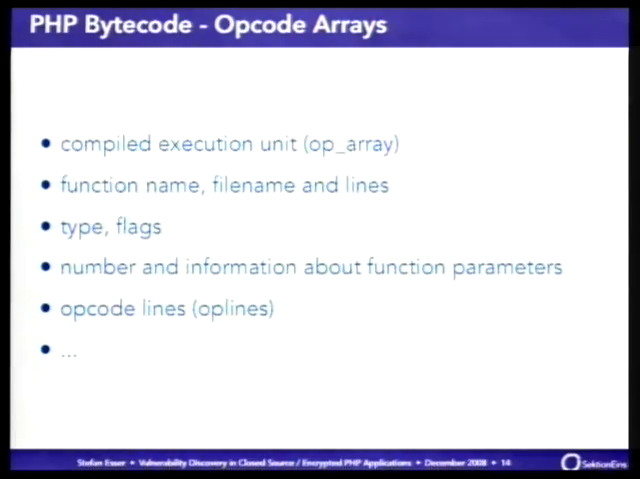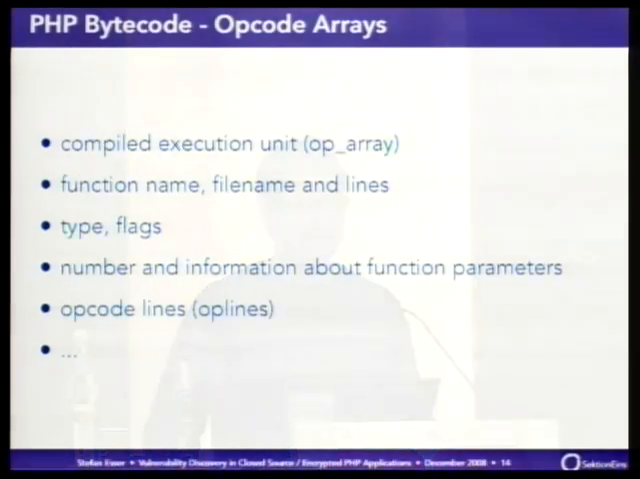There's some type information, like which kind of function, which kind of method this is, a private, protected, or public one. And there are some other flags, like if this is an internal function or a userspace function. And of course there is also information about the function parameters. So within the opcode array there's a table of allowed function parameters with their default values, with their type hints if there are any, and of course there's also the minimal number of needed parameters and the maximum number of parameters stored within the opcode array.